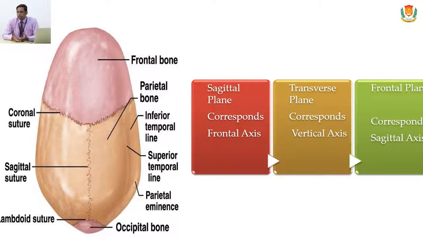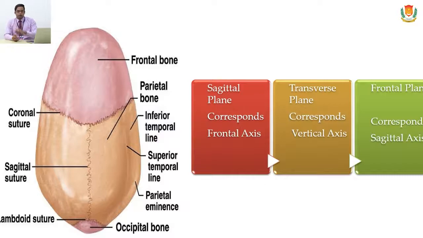So that becomes very easy. The plane which is parallel to or corresponds with the coronal suture is the coronal plane. The plane corresponding to the sagittal suture is the sagittal plane. If you can remember the relative position of these sutures, you can easily remember by what name we can understand the different types of planes and axes.